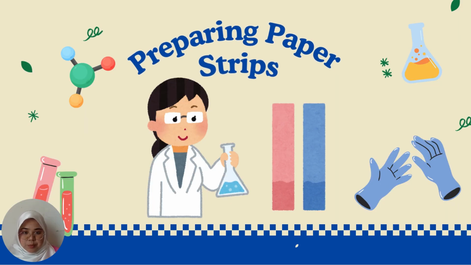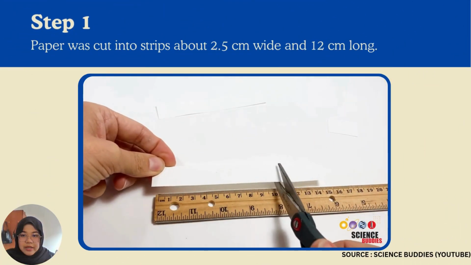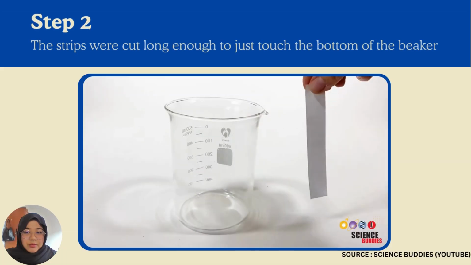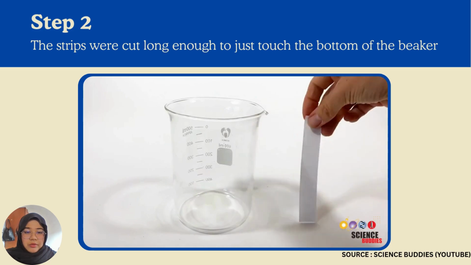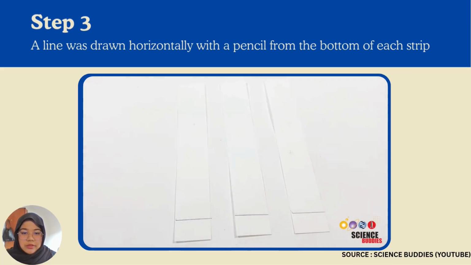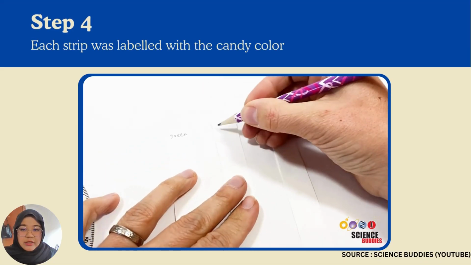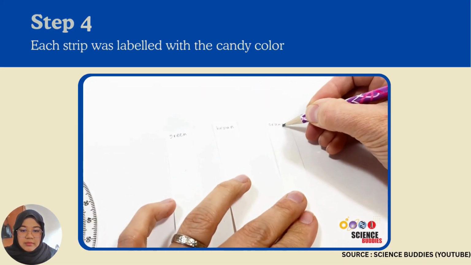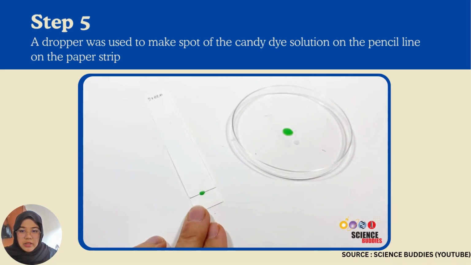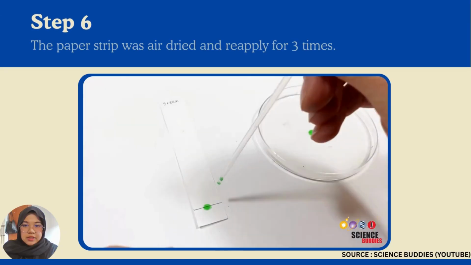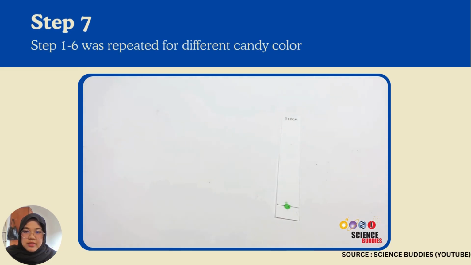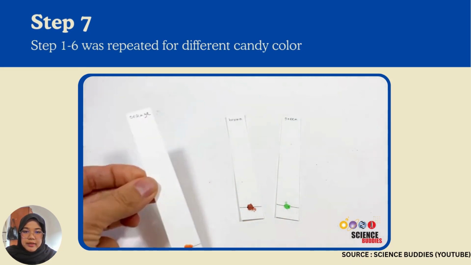The second part is preparing the paper strips. Step 1. Paper was cut into strips about 2.5 cm wide and 2 cm long. Step 2. The strip was cut long enough to touch the bottom of the beaker. Step 3. A line was drawn horizontally with a pencil from the bottom of each strip. Step 4. Each strip was labeled with the candy color. Step 5. A dropper was used to apply part of the candy dye solution on the pencil line on the paper strip. Step 6. The paper was dried and reapplied 3 times. Step 7. Steps 1 to 6 were repeated for different candy colors.